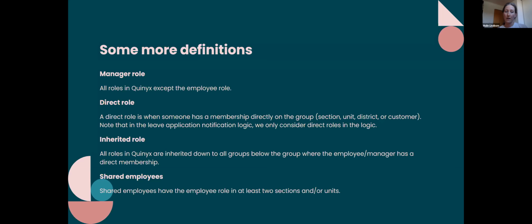And then we have direct roles, and then we have inherited roles. So the inherited roles are all roles in Quinix. They are inherited downwards to all groups that are below where the employee has a direct membership. So let's say that an employee has a direct membership on a district. Then it means that all units below that district and all sections below those units, the employee will have inherited roles.